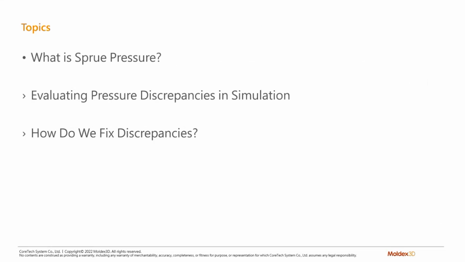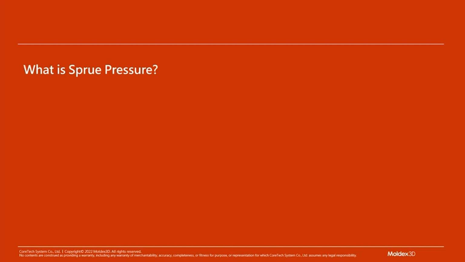The topics for today are divided into three sections. First, we're going to talk about what sprue pressure is and how simulation calculates it. Then we're going to talk about evaluating pressure discrepancies in simulation, if you see any between the production and simulation. And then we're going to talk about how to fix those discrepancies, or what to look for when you run into this kind of situation, and try to troubleshoot on your own, right?